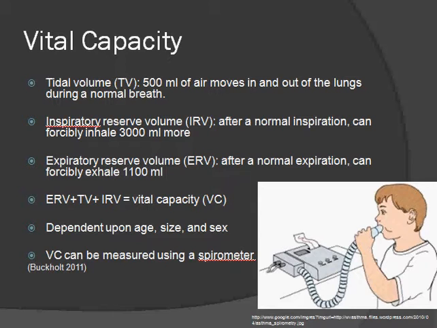Vital capacity is a measurement of the maximum volume of air that can be exchanged in lungs in one breath. Vital capacity is the sum of 3 components: tidal volume, inspiratory reserve volume, and expiratory reserve volume. Tidal volume is the amount of air exchanged during a regular breath. Inspiratory reserve volume is the amount of air that can be forcibly inhaled after normal inspiration. Expiratory reserve volume is the amount of air that can be forcibly exhaled after normal expiration.